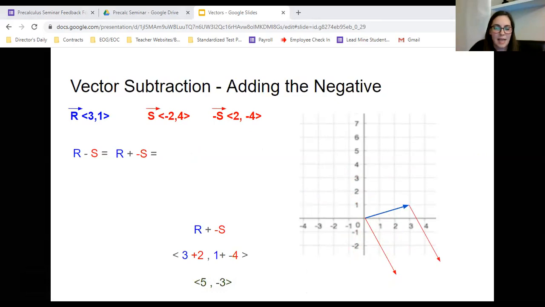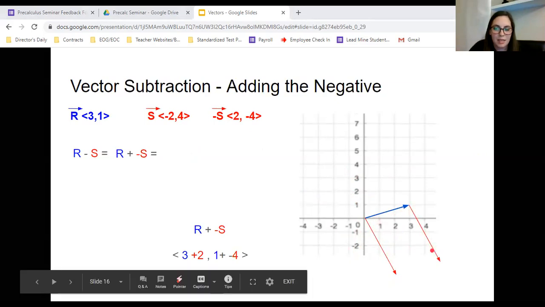So as you can see, to add this, I'm going to do r plus -s, and we'll do it graphically as well. I'm going to take this s vector and slide it over here so that it's tip to tail. And my resulting vector, again, from the initial point to where I end up, I'm going to call that vector q.